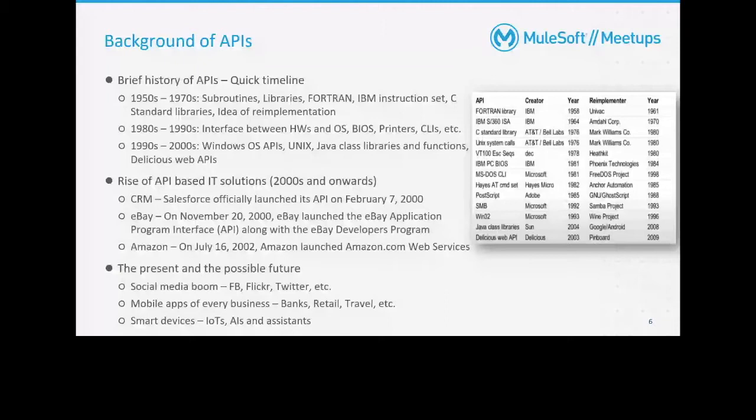And then we had mobile apps for every business. There were banks, retail, travel. All these companies and organizations in these areas started developing mobile apps, and even for these, started using APIs in large numbers. After that, we had the rise of smart devices, so IoT, AI, and assistants. The common factor across all these was to have some medium, some technology to connect with each other, and the best way to do this was through APIs.